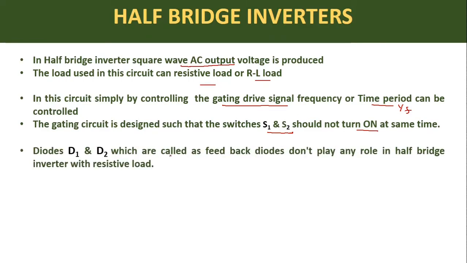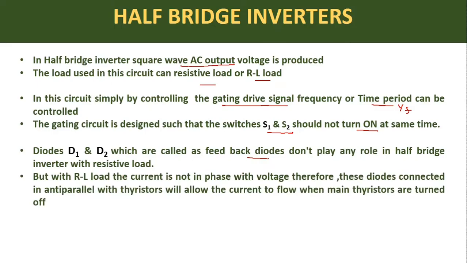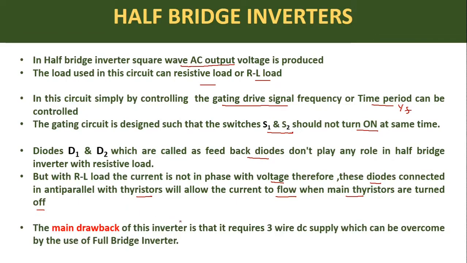Diodes D1 and D2, which are called feedback diodes, don't play any role in the half bridge inverter when we are considering the resistive load. But in case of RL load, we know that the current is not in phase with the voltage. Therefore, these diodes connected in anti-parallel with the thyristors will allow the current to flow through them when the main thyristors are turned off. The main drawback of this inverter is that it requires 3 wire DC supply, which can be overcome by the use of full bridge inverter.